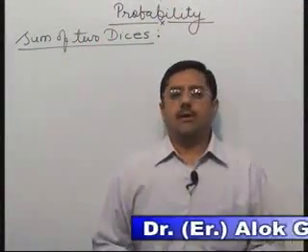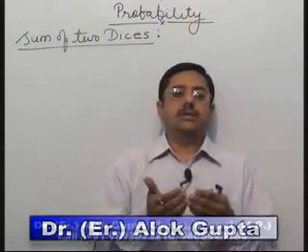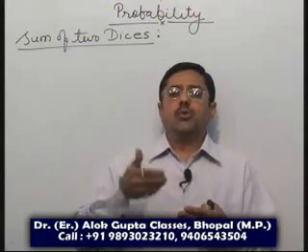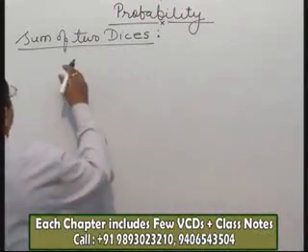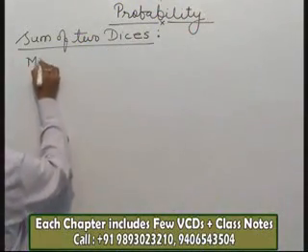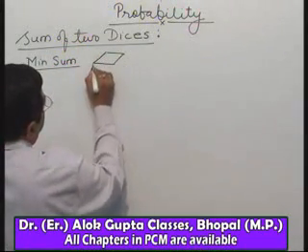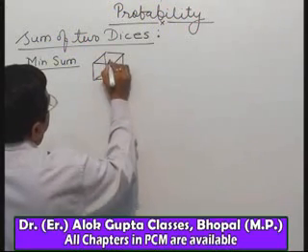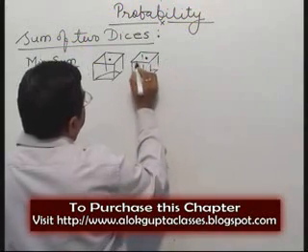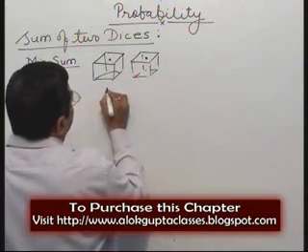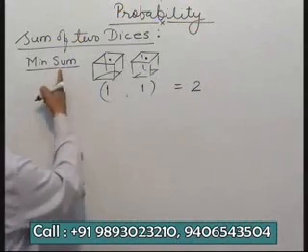Now come to sum of two dice. Two dice are rolled. What is the probability of getting a sum of 2, 3, 4, 5, 6 and so on? If two dice are thrown, what is the minimum possible sum? Definitely, what is the minimum number on the first die? It is 1. And on the second die, it is also 1. First die and second die, if the minimum number is 1 and 1, what is the sum? The sum total will be 1 plus 1, it is 2. This is the minimum sum.